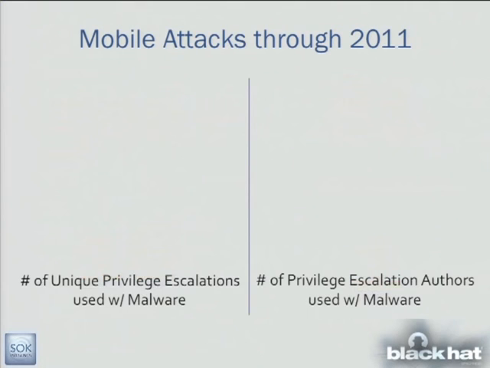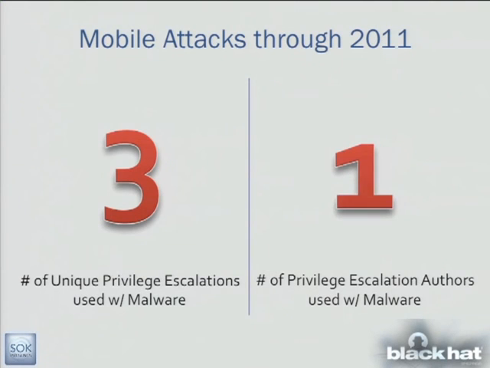Further, the 16 that did escalate privileges only used 3 different jailbreaks, 3 different exploits to escalate privileges, and there was only one person who was responsible for writing every single one of those 3. So, why is that? We're going to get into that, but this is in stark contrast to the wide range of possibilities that people talk about at conferences today about mobile.